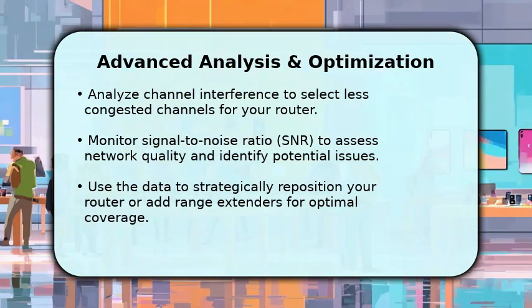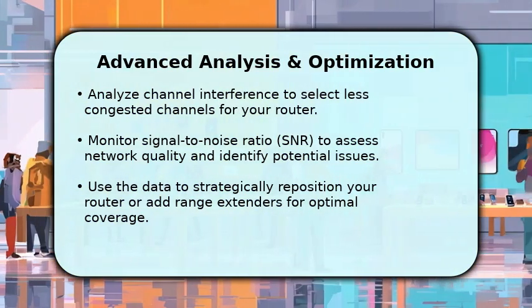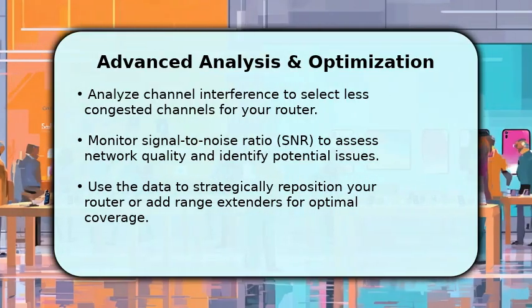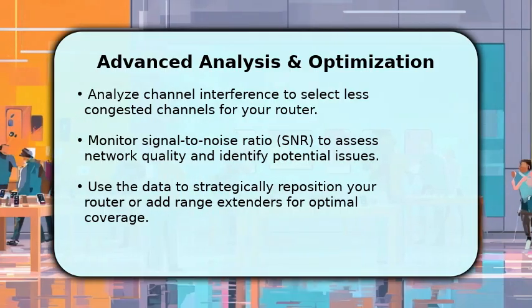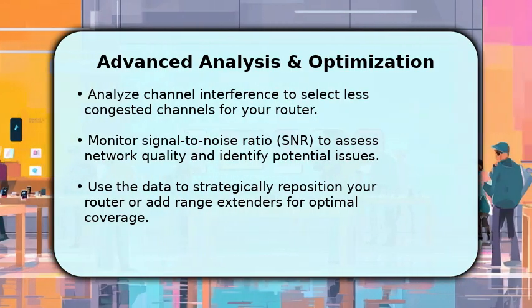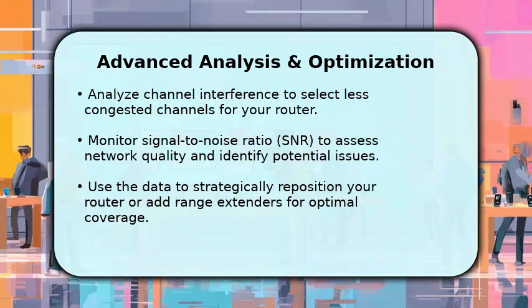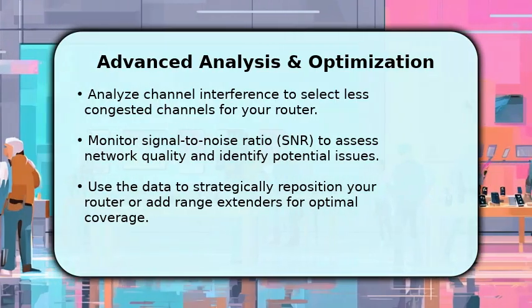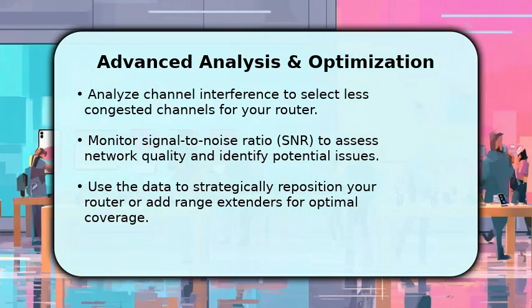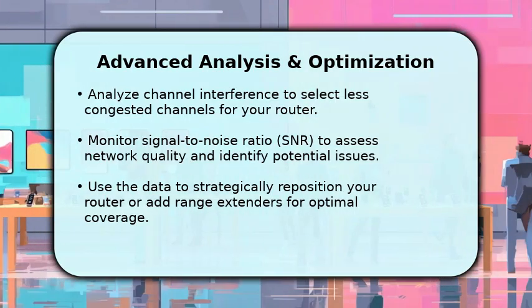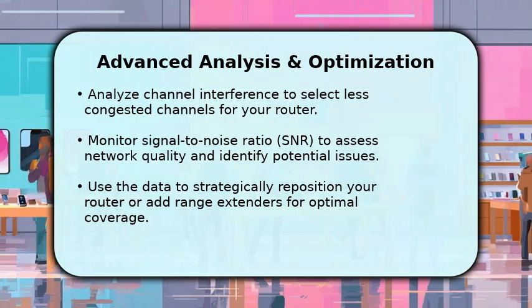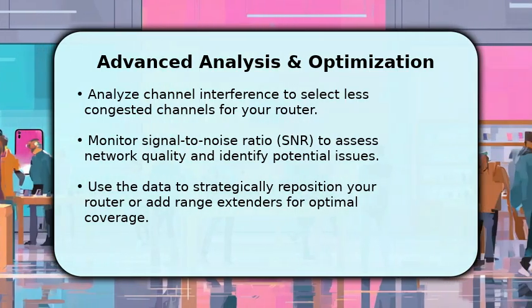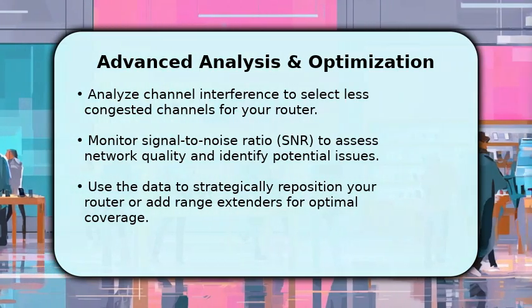Once you have your scan data, delve into advanced analysis. Look for channel interference to select less congested channels for your router, which can dramatically improve speeds. Monitor the signal-to-noise ratio, or SNR, to assess the true quality of your network connection and pinpoint potential problems. Use these insights to strategically reposition your router or add range extenders, ensuring optimal Wi-Fi coverage throughout your space.